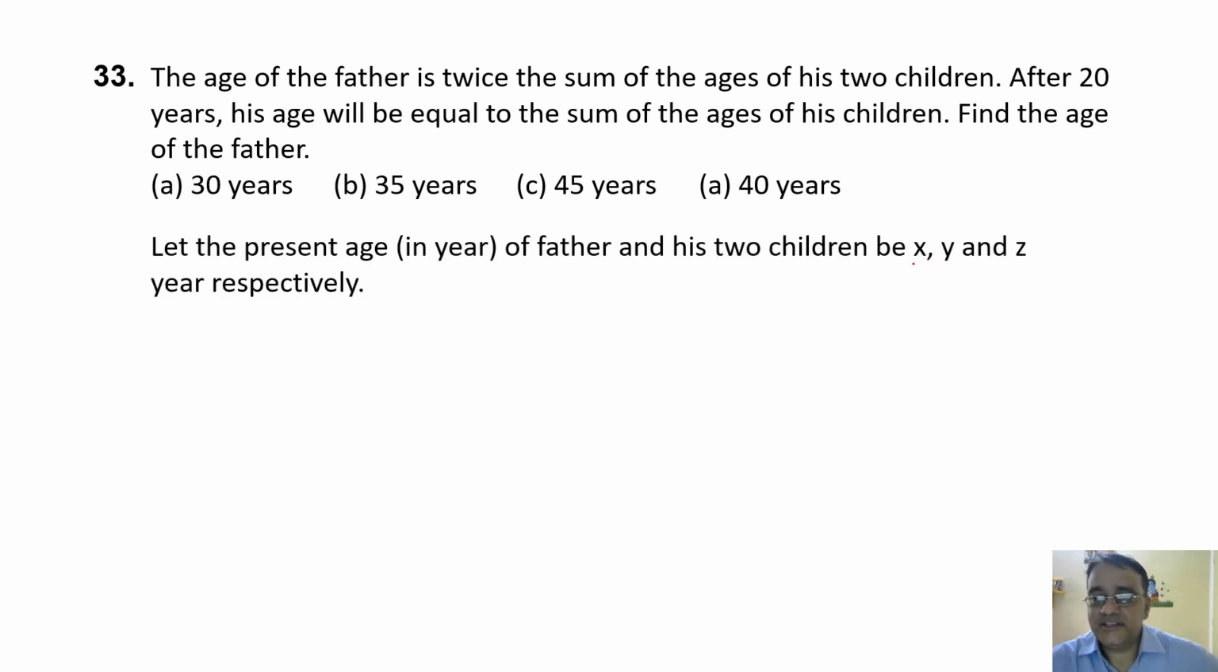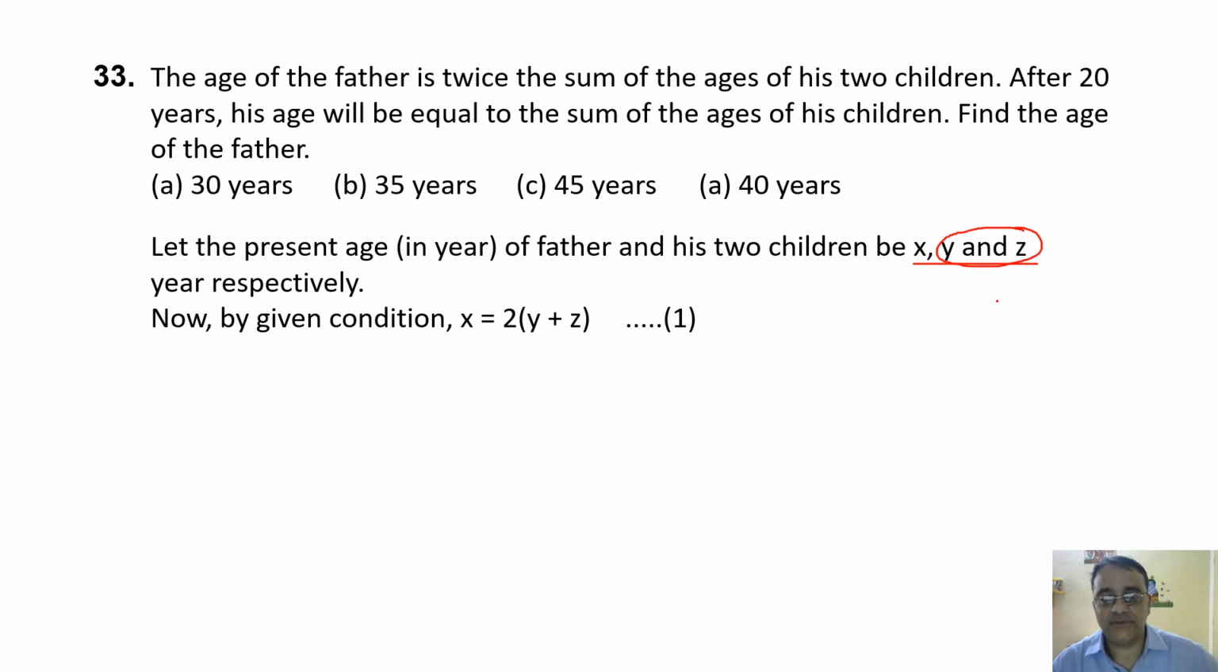Clear? For now I am taking x, y, z. If you wish, you can take the two children's ages together as y. It is up to you. Okay, so what is the condition? It is given x is 2 times the sum of the two children, that is x is equal to 2 times y plus z, and after 20 years the age of the father is equal to the ages of his two children, that is x plus 20 is equal to y plus 20 plus z plus 20.